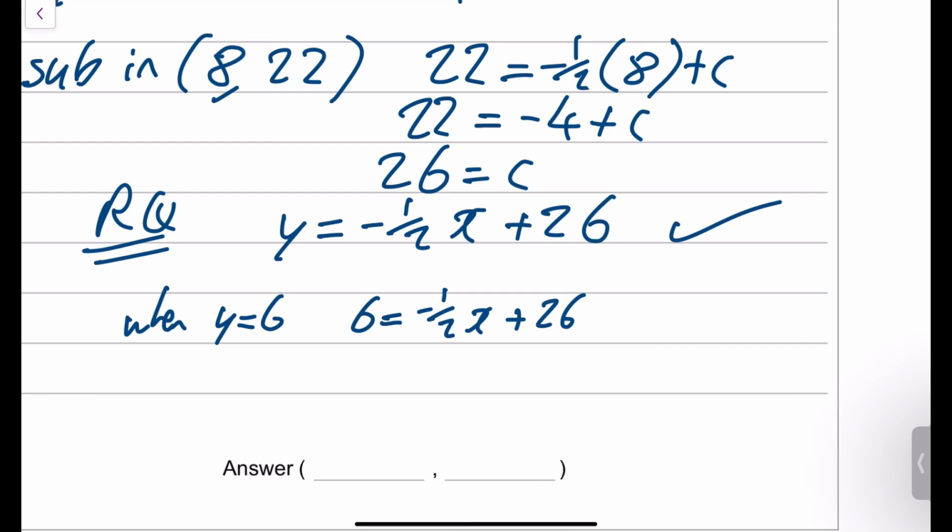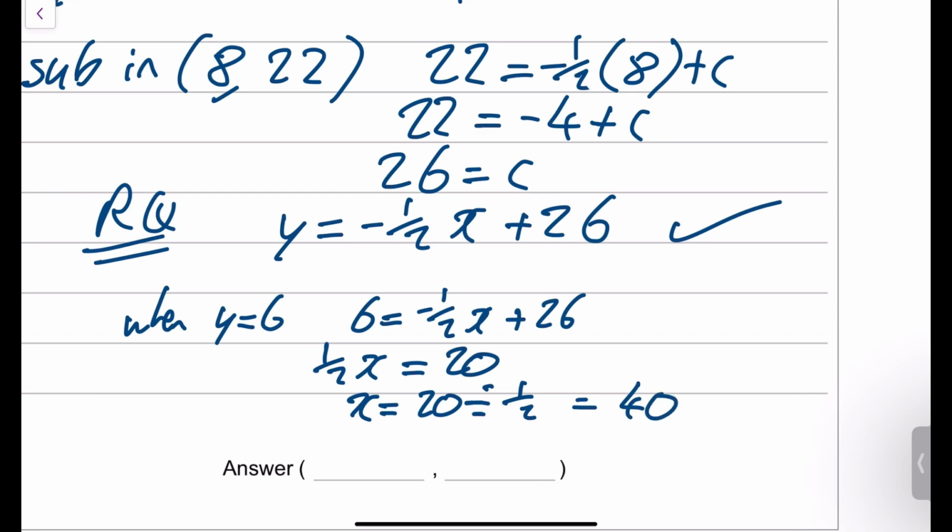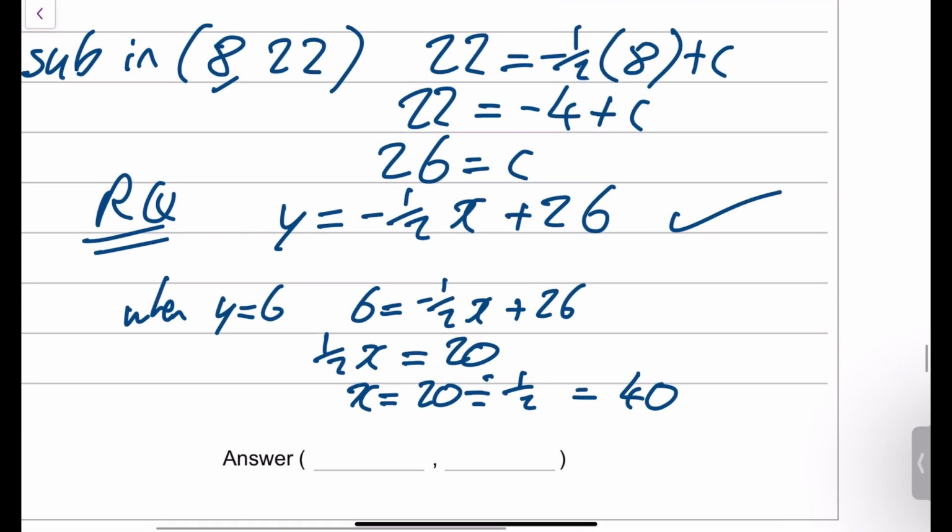I've run out of space here. I'll switch those across. I'll bring the half x to the left, bring the 6 across. It'll be 20. That means x is equal to 20 divided by a half. 20 divided by half is the same as 20 times 2. So 40. That is not right, is it?